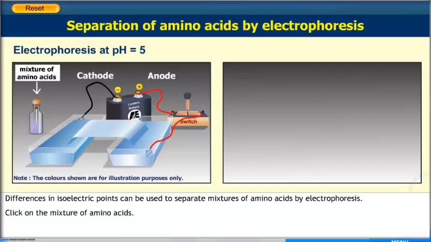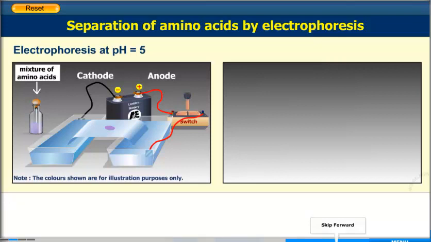Differences in isoelectric points can be used to separate mixtures of amino acids by electrophoresis. Click on the mixture of amino acids. Now, click on the switch.